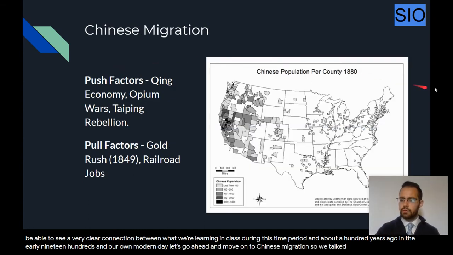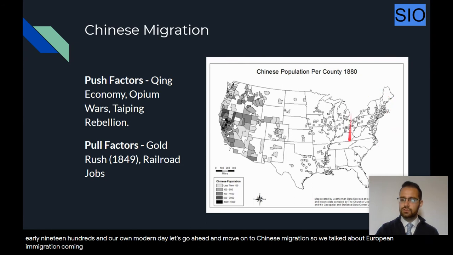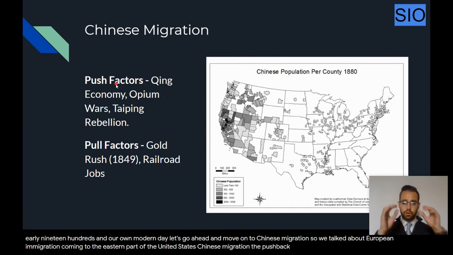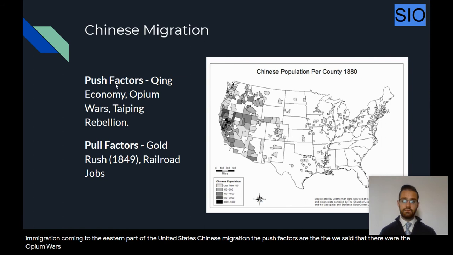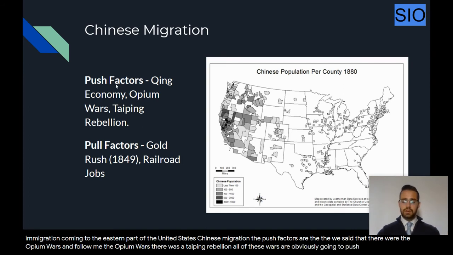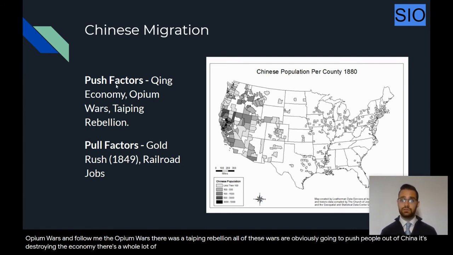So we talked about European immigration coming to the eastern part of the United States. Chinese migration, the push factors are the economy under the Qing dynasty. We said that there were the Opium Wars, and following the Opium Wars, there was the Taiping Rebellion. All of these wars are obviously going to push people out of China. It's destroying the economy. There's a whole lot of violence. There's very good reason to leave. Why are they going to come to the west coast of the United States?